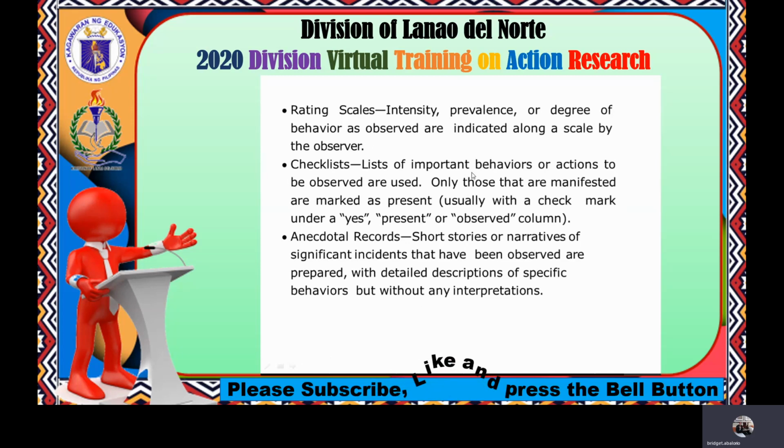Checklist. A list of important behaviors or actions to be observed is used. Only those that are manifested are present. Usually with a check mark under a yes, present, or observed column. So, checklist. So, mga important behaviors, okay? Nagpakita siya ani, i-yes nimo siya. I-present or i-observe. Depende sa researcher, unsa ang gamiton. Yes, present, observed. Or pwede pod na i-no. So, ilang i-check dito kung unsa nga mga important behaviors ang ilang na-observe. Naka-arrange na dito mga behaviors nga related pod sa atong research study.